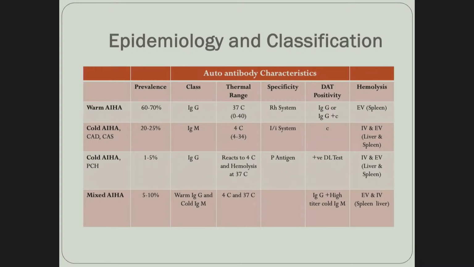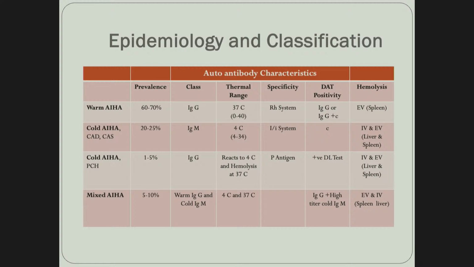So this is further how the autoantibody characterizes. Warm autoimmune hemolytic anemia prevalence is more. It is almost 70%, followed by cold autoimmune hemolytic anemias like 25%, and the rest are cold and paroxysmal cold hemoglobinuria and mixed type of autoimmune hemolytic anemia. If you see the class, in warm it is IgG, in cold it is IgM, which can activate complement. In very few conditions, even the warm type can activate complement, but fixing is a bit weaker.